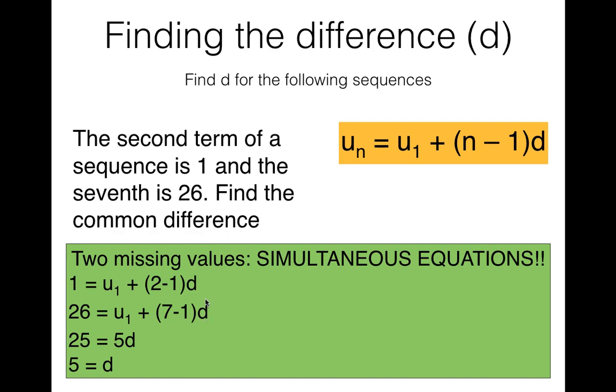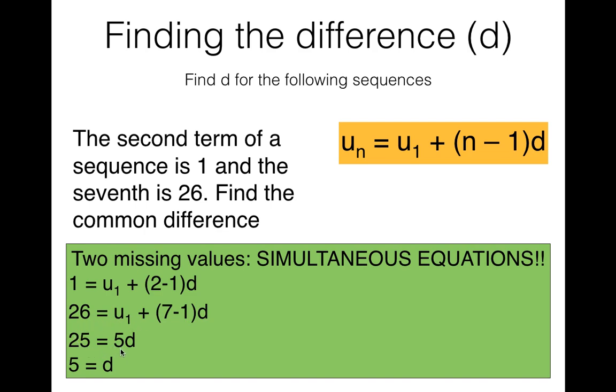And so I can minus this equation here from this equation here. So I do 26 minus 1 and that gives me 25. U1 minus U1 gives me nothing. And 6 minus 1 gives me 5D. So I've got 25 equals 5D. So I've just worked upwards in this case rather than downwards. If you're not sure, pause the video here and have a think about what we've just done to get to 25 equals 5D.